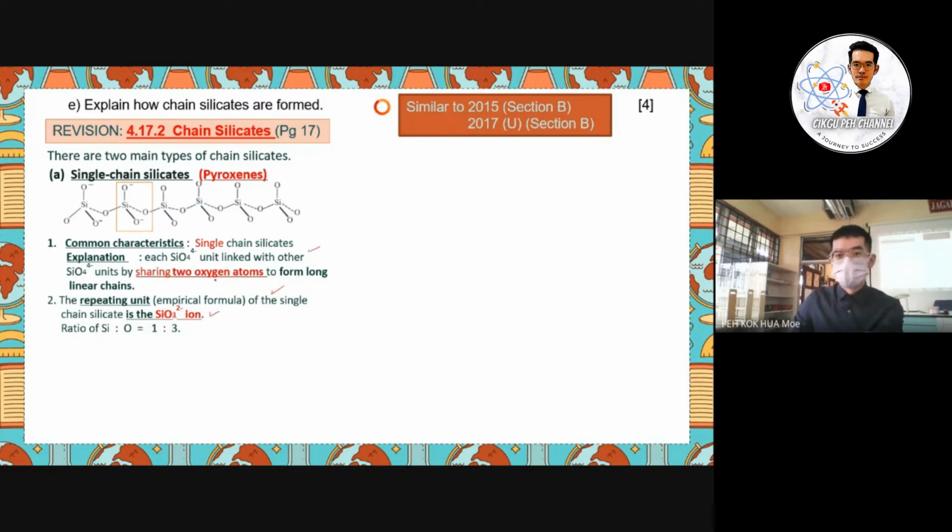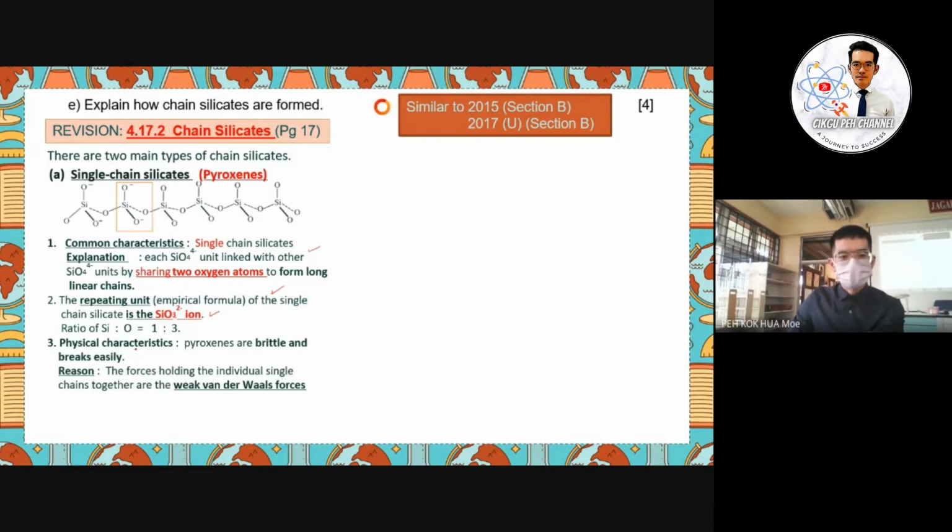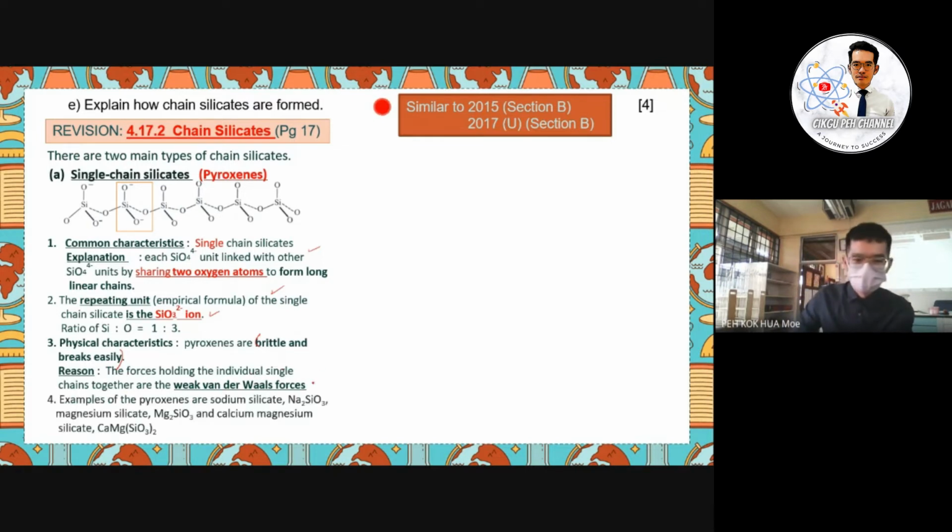You have to memorize. We have already discussed similar question at section B already. So physical characteristic will be brittle and break easily. Why? So here is the reason. The forces holding the individual single chains together are van der Waals forces. So this is the reason. And then you have to memorize the examples. Sometimes they will ask you to give example, or they give the name for the example, and you have to identify whether it is a chain silicate or others. Okay, so here we have the examples: sodium silicate, magnesium silicate, calcium magnesium silicate. So this is the info you have to memorize.